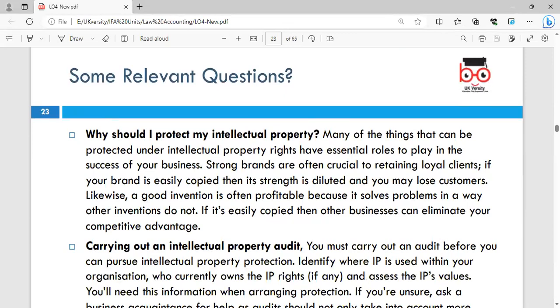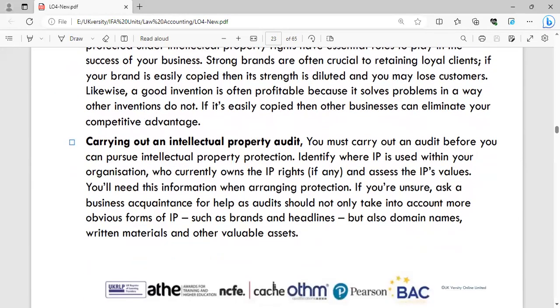Why should I protect my intellectual property right? Of course, if you protect it, you have a right to claim. It's a competitive advantage for the company. No one else can copy your ideas and your product. Before pursuing intellectual property protection, you must carry out an audit: identify IPs used within your organization and IP rights you currently own, and assess the IP's value. So we need to make sure we follow those.